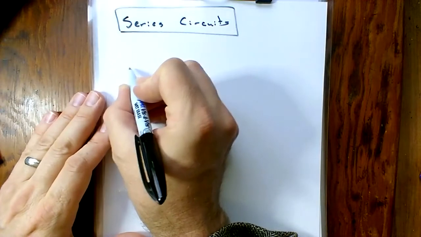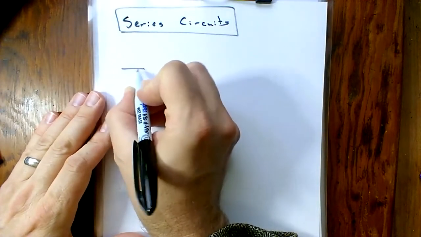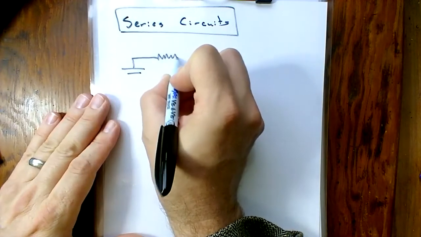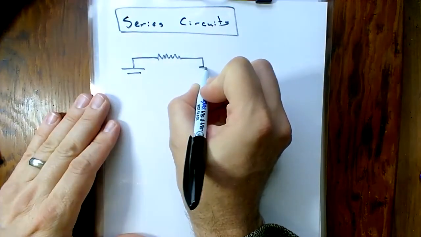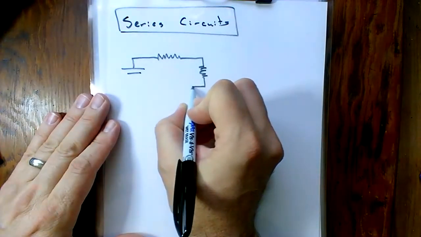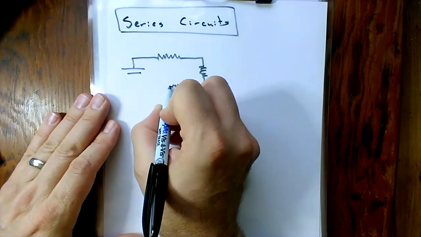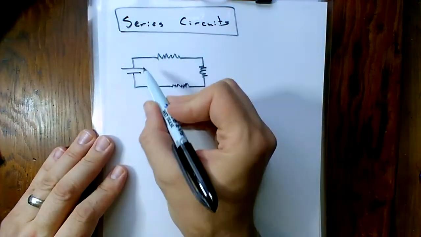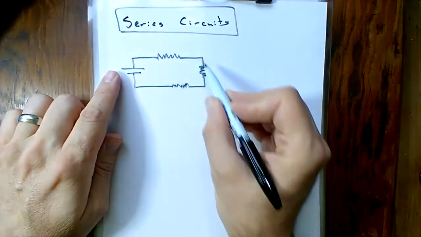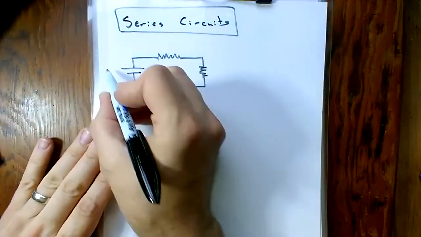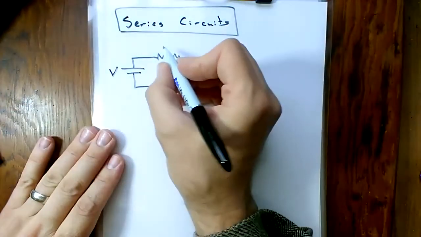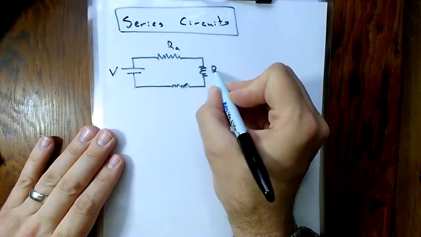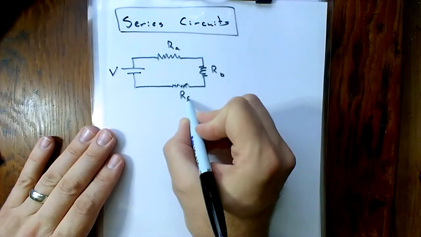So you're going to see something like a battery, and then you're going to have several different resistors, but as you can tell, you've got just a single path here. So you're going to be given a voltage, and then you're going to be given a couple resistances. I'll call this resistance A, resistance B, and resistance C.